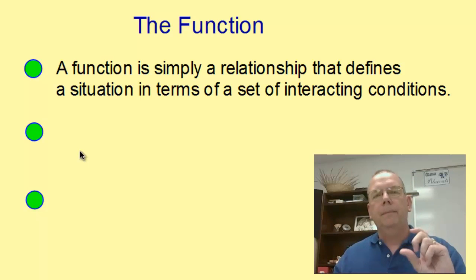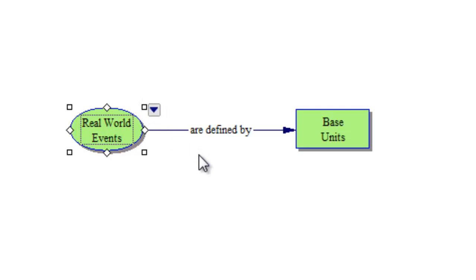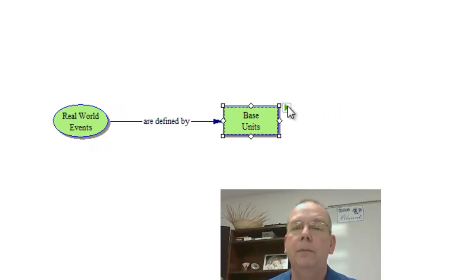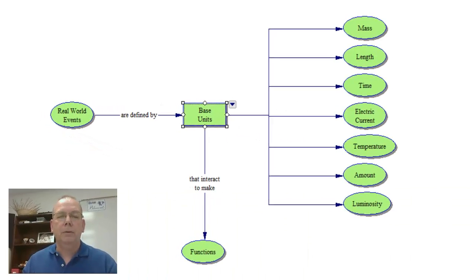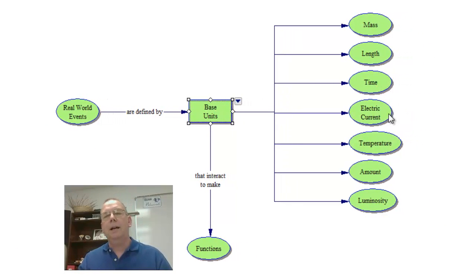And I've got a little graphic that I want to show you that will hopefully help you understand what I'm trying to say there. If you remember the earlier video when we talked about how math and science are related, we talked about these real-world events. And if we look at this, the real-world events, you remember, are defined by those fundamental dimensions. And if we click on this and take a look at it, try to remember that those fundamental dimensions were mass, length, time, electric current, temperature, amount in moles, and luminosity.